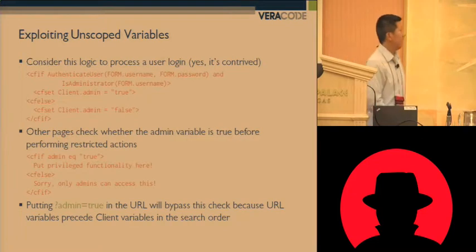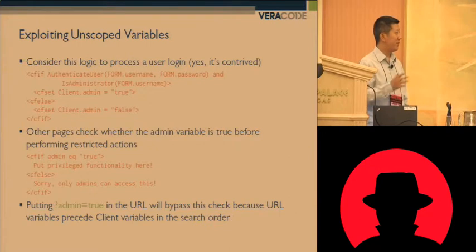Here's another one. So you have the logic up at the top of the page to process the user login. It authenticates the user, checks the username and password, and it also calls a function called isAdministrator on the username to figure out whether the user is an admin. So basically, if they authenticate and they're an admin, then it sets a variable using cfset called client.admin, and it sets it to true. Otherwise, it sets client.admin to false. So far, so good. And that's the type of code that might be in an application.cfm page, something that gets called before every page in the application, commonly used for access controls and things like that.